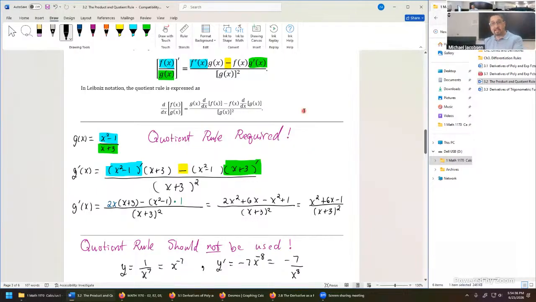So what we'll do next is just practice more with the quotient rule. But any last thoughts or questions about how this rule works?